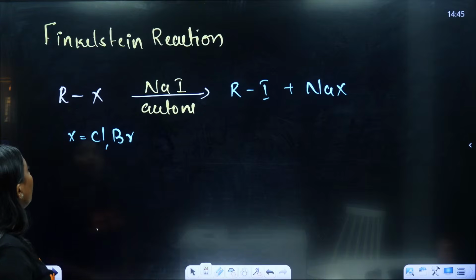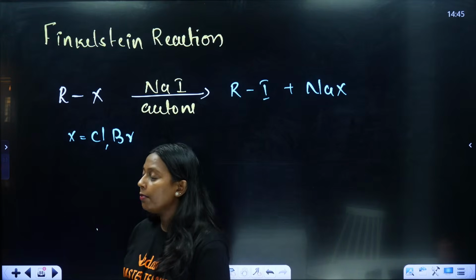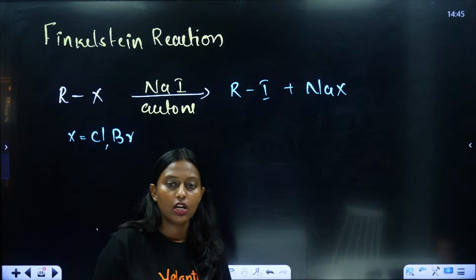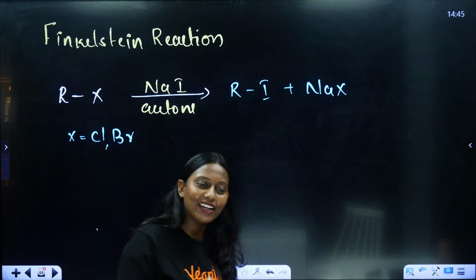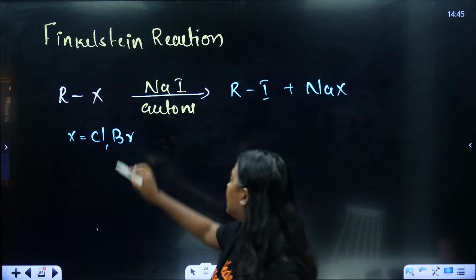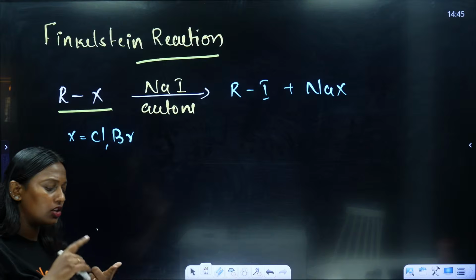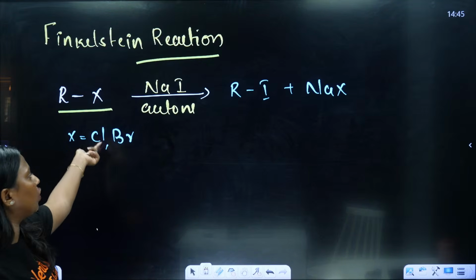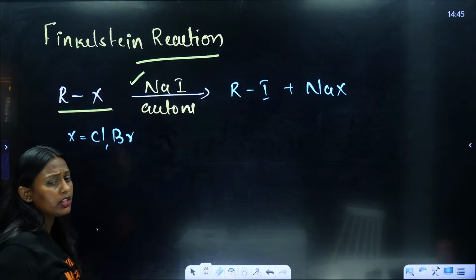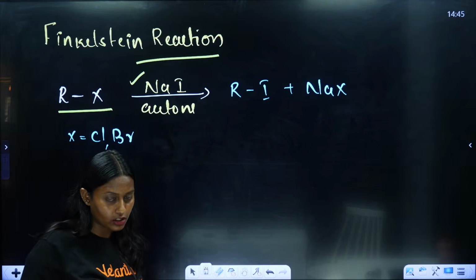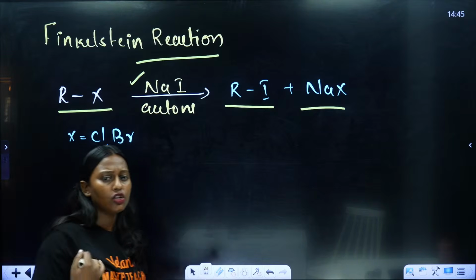Then we are moving to the Finkelstein reaction. What is the Finkelstein reaction? Here we treat with sodium iodide, for the formation of alkyl iodide. Here we take an alkyl halide where the halogen is chlorine or bromine, alkyl chloride or alkyl bromide, and treat it with sodium iodide in presence of acetone. You will get RI and NaX, where NaX is sodium bromide or sodium chloride.